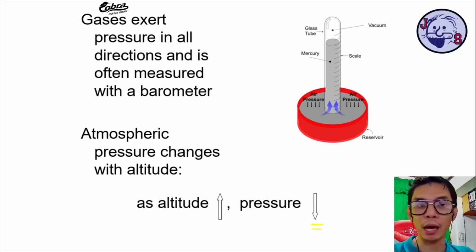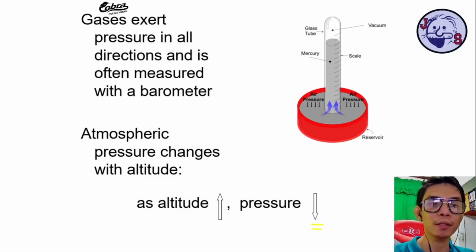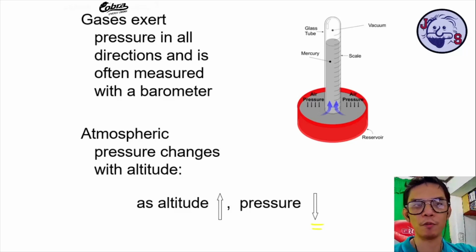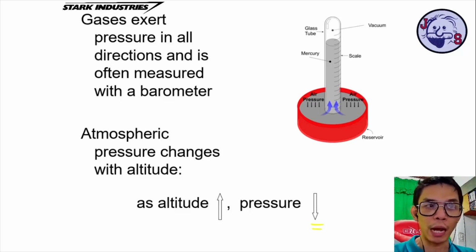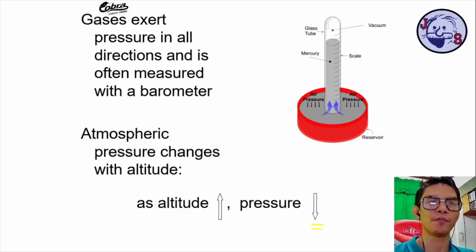Unlike here in Manila, we are somewhat at sea level, so the pressure here is greater compared to those areas. So altitude is inversely proportional to pressure. As the altitude increases, the pressure decreases, and vice versa.